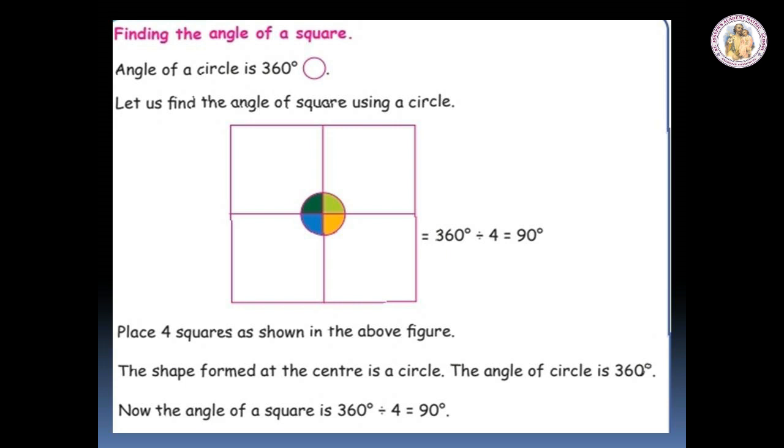Let us see. 360 degrees divided by 4, we will get the answer 90 degrees. That is a right angle. Each angle, if you divide, you will get exactly 90 degrees. 90, 90, 90, 90. That means 4 times 90 is equal to 360. 360 divided by 4 is equal to 90 degrees. Then we will get the answer: one square's angle is equal to 90 degrees. Okay, can you understand, children?